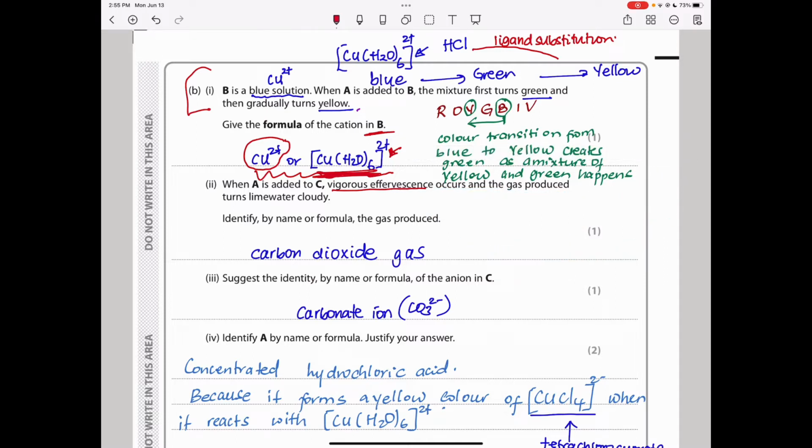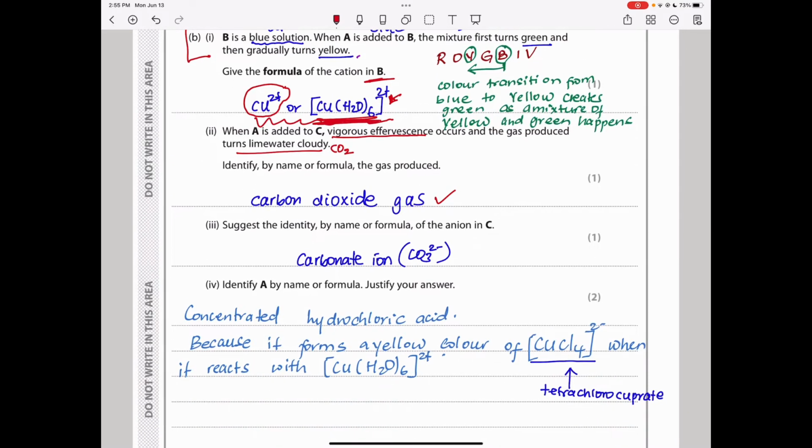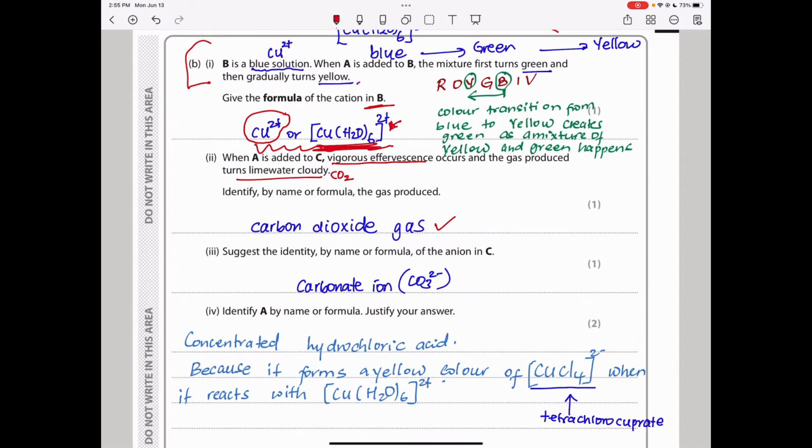So here they say effervescence occurs and the gas produced turns lime water milky. This gas that turns lime water milky is going to be carbon dioxide. They say identify by name or formula the gas produced as CO2, which is easy. Suggest the identity by name or formula of the cation in C.